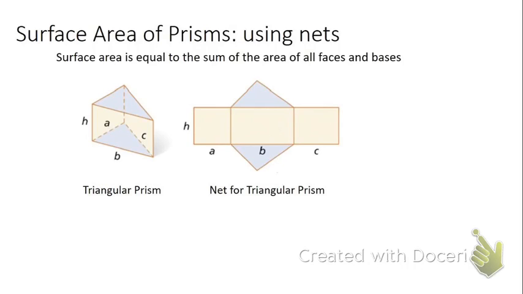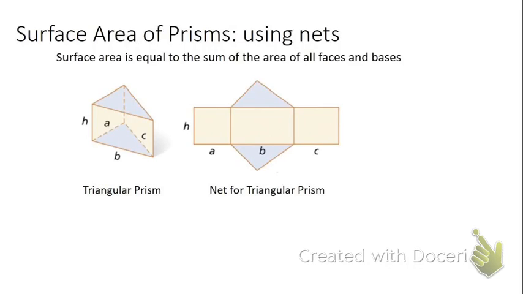All right, guys. So, surface area of a prism using nets. Please pay attention to this. We are going to find the surface area of a prism using nets. So what this shape is here is a triangular prism. Do you guys see how this is a triangular prism? It has two triangles that are parallel. It's not a pyramid. It doesn't come to one point.